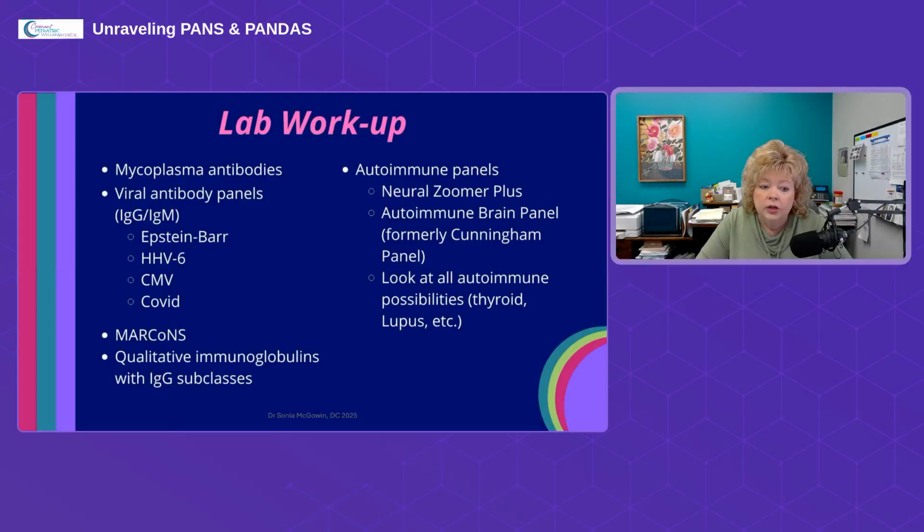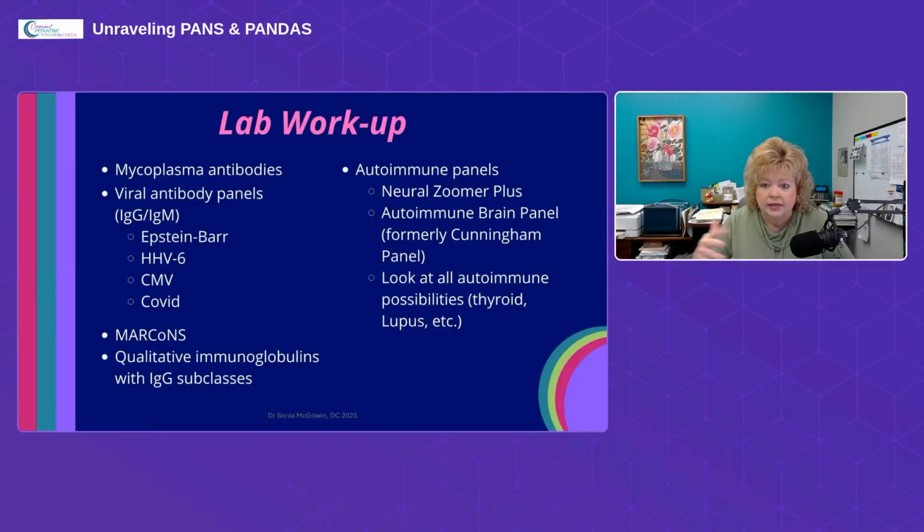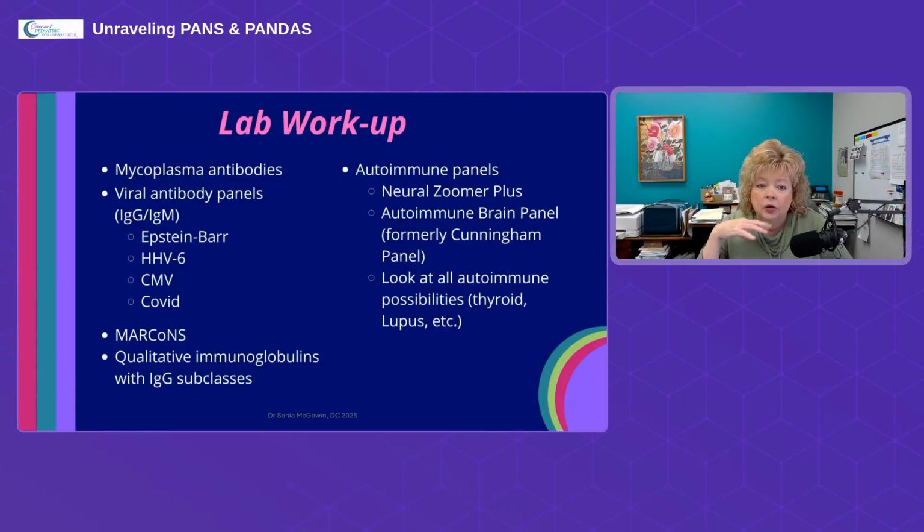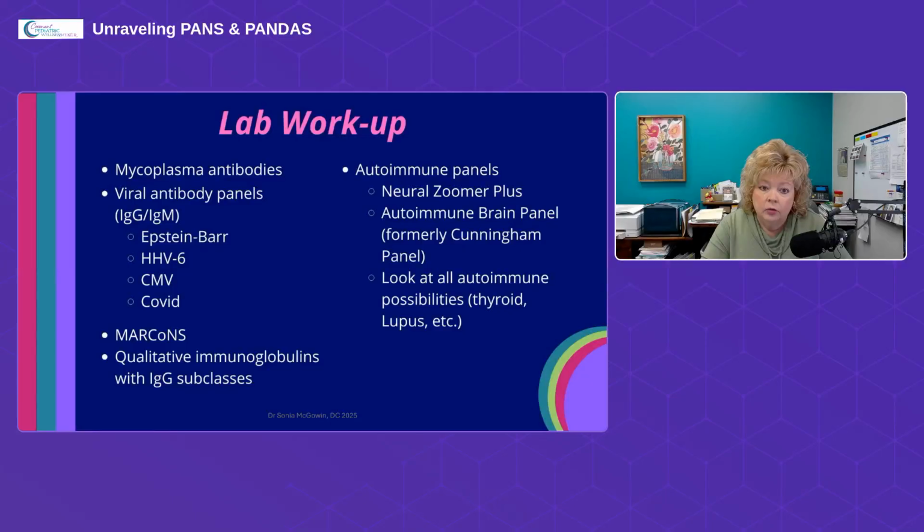Often we'll do immunoglobulins. We want to look at IgG, IgM, IgA, et cetera, to kind of see how the immune system is functioning. And then, again, depending on the child, their presentation and history, sometimes we will look at an autoimmune panel. My very favorite is called the Neural Zoomer Plus from Vibrant America Labs. It comes as a blood draw or a blood spot, which is fantastic because blood draws can be hard for kids. But it will give us information about autoimmunity, different brain antigens, things like that.